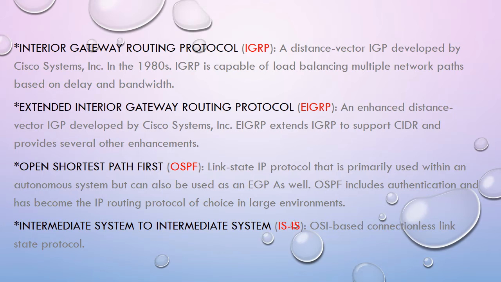Open Shortest Path First, a link state IP protocol that is primarily used within an autonomous system but can also be used as an EGP as well. OSPF includes authentication and has become the IP routing protocol of choice in large environments. Intermediate System to Intermediate System, an OSI-based connectionless link state protocol.